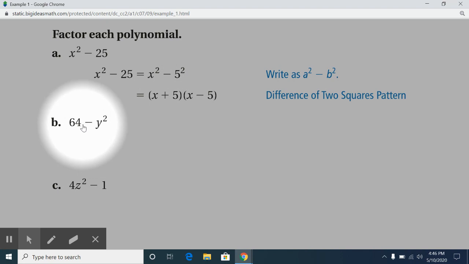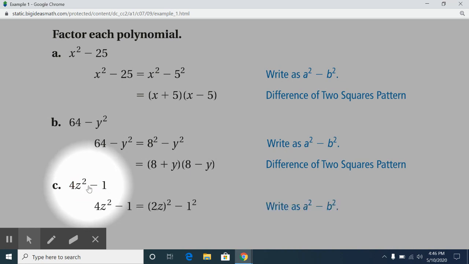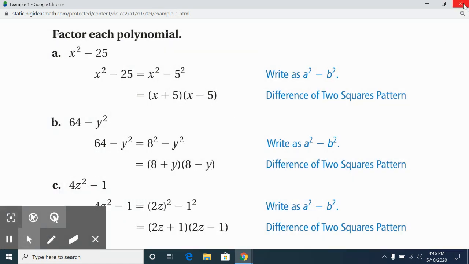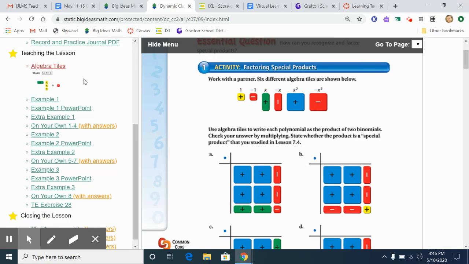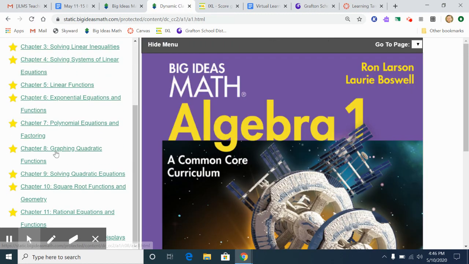This next one, the square root of 64 is 8, and the square root of y squared is just y. So we're going to say 8 plus y, 8 minus y. The last one would be 2z plus 1, 2z minus 1. That's the last thing you're going to have to know for this new lesson we're going to do today. We have to know how to factor in order to be successful today. So let's get back into it.